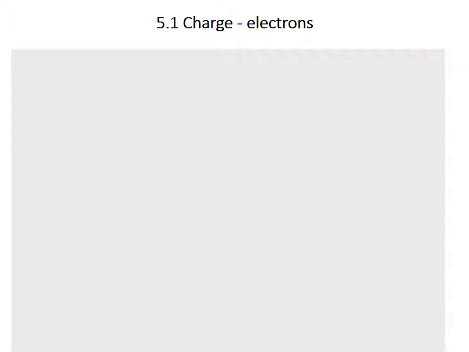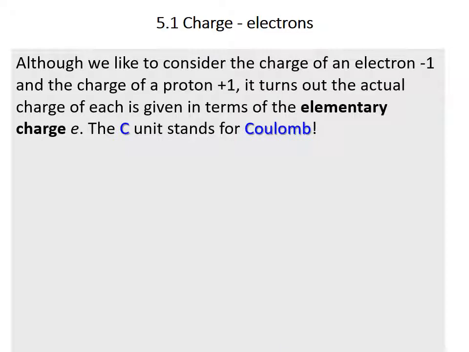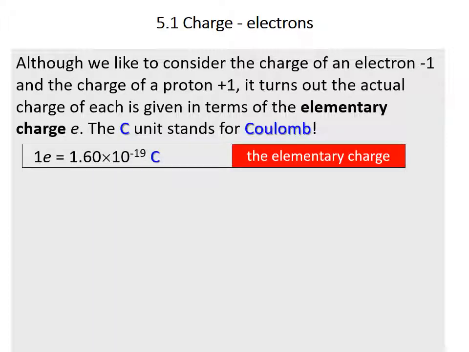Let's talk about electrons really quick. Although we like to consider the charge of an electron as -1 and the charge of the proton as +1, that's not their actual charge. We will be describing their charges in terms of the elementary charge e. The unit for charge is C, the coulomb. And one electron charge actually has a value of 1.6 × 10^-19 coulombs.